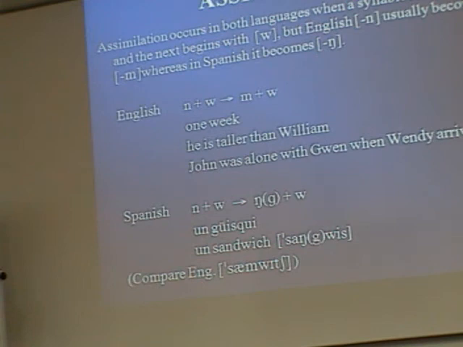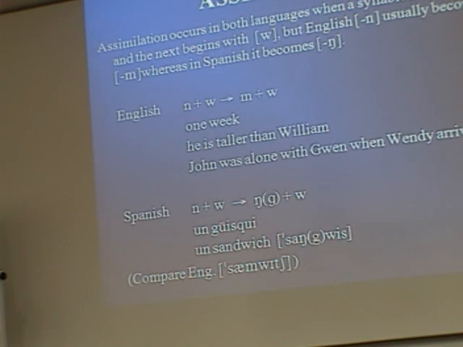Or "he's taller than William". "Than William" becomes "tham William". And this third sentence is there so that you can go away and practice later on. "John was alone with when Wendy arrived." You can practice doing lots of W sounds there, and there's the turn into verb.